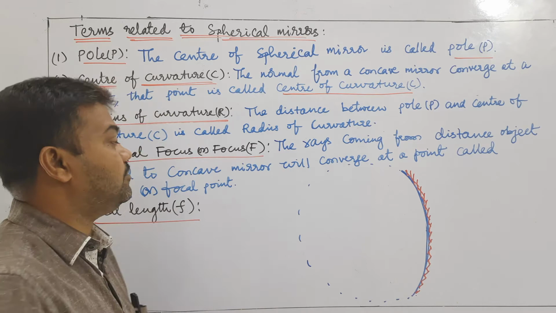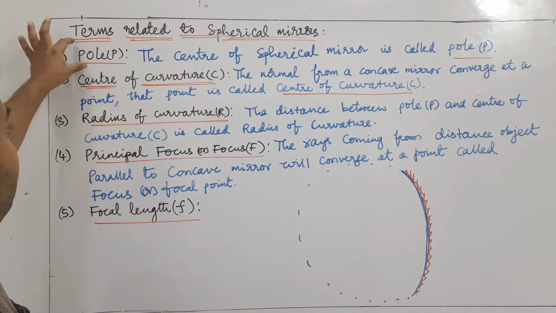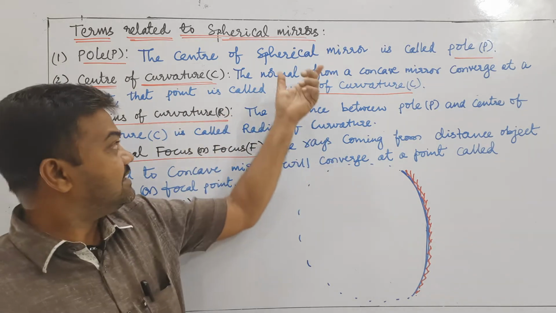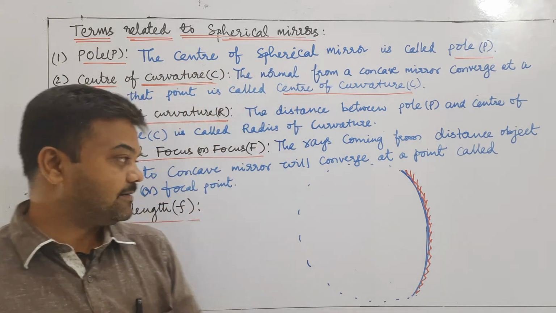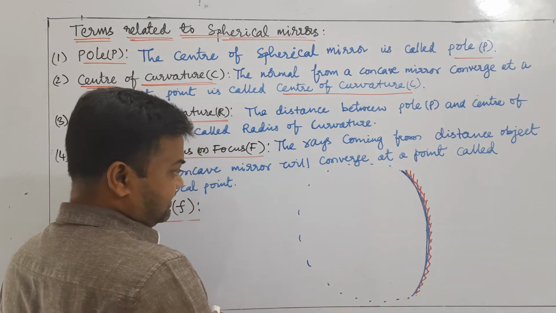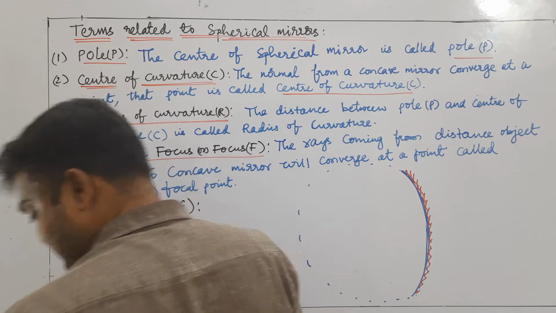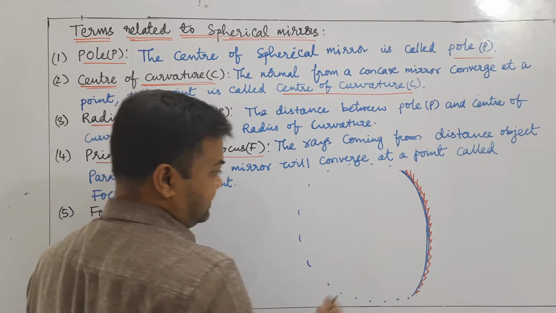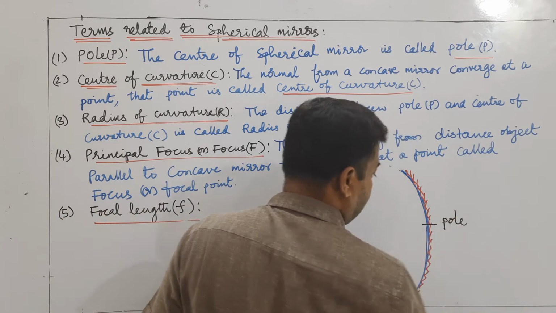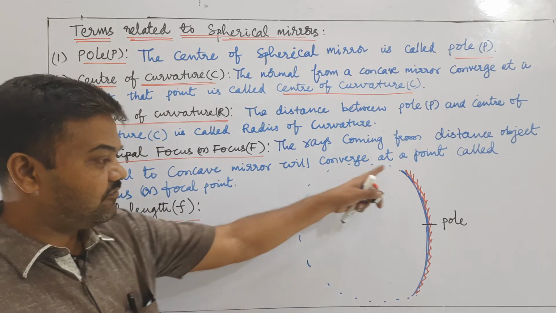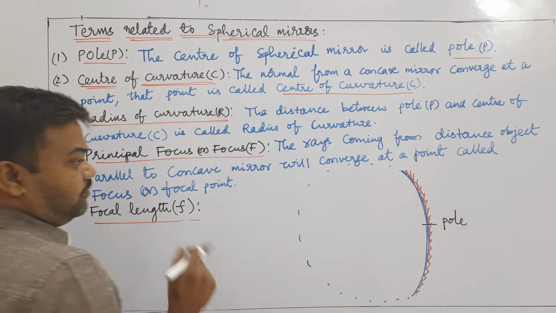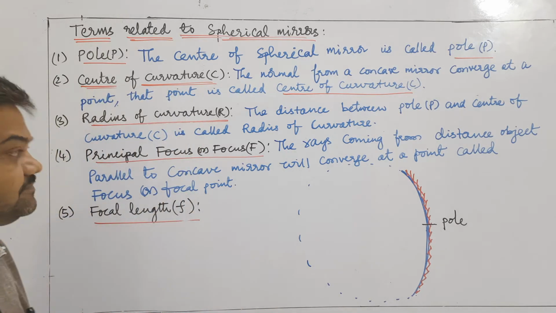Okay. First, what is the first one? Pole. What is the meaning of a pole? Pole is nothing but the center of a spherical mirror. This is a mirror in which we have to consider the center, and this center we are calling a pole. Pole is nothing but the center of a mirror. This is our pole. That is our first one.